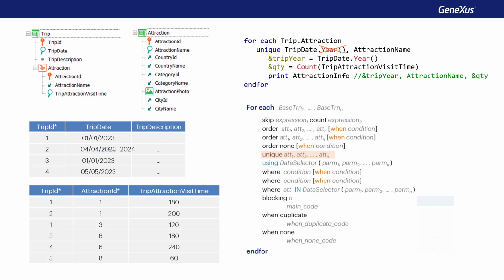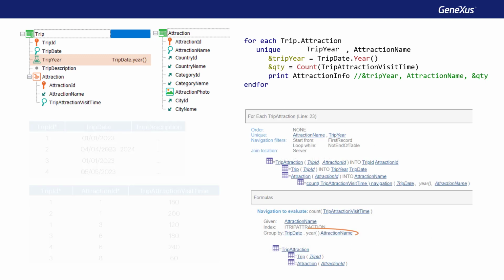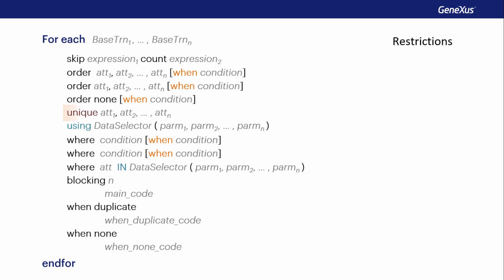But those attributes may well be formula attributes. Therefore, if the example had a trip year attribute, formula, and we used it in the unique clause, everything would work as expected, as shown in the navigation list. A restriction we saw is that only attributes, which can be formulas, but not expressions, can be used. Another restriction: only attributes that have unique values for those in the unique clause can be included in the main code or body of the for each.